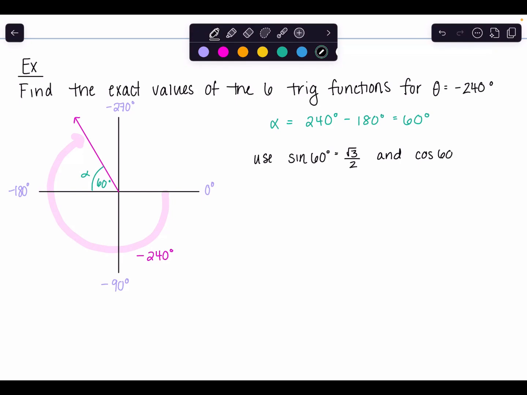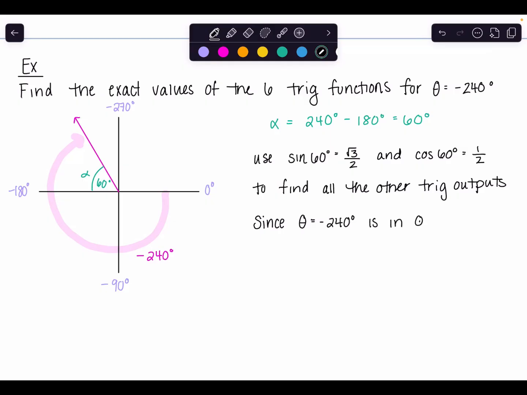So this angle here with the x-axis is 60. So we're going to use sine of 60 and cosine of 60 to find all of the other trig functions. So we use that sine of 60 degrees is going to be root 3 over 2, and cosine of 60 degrees is half to find all of the other trig functions.